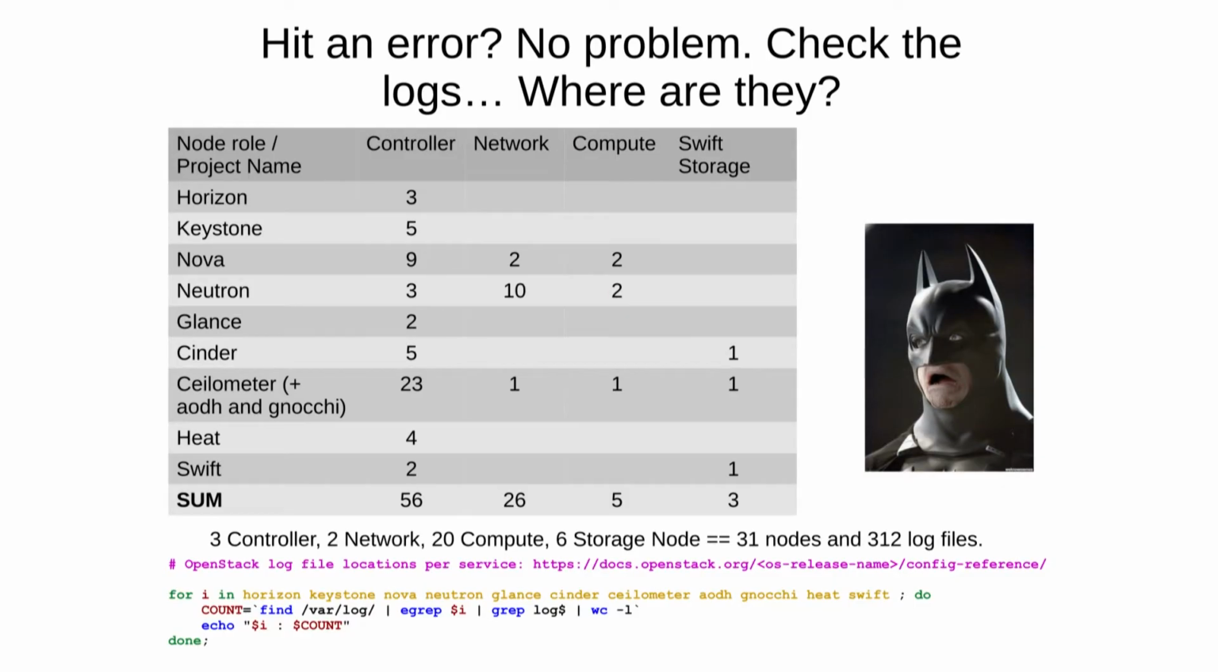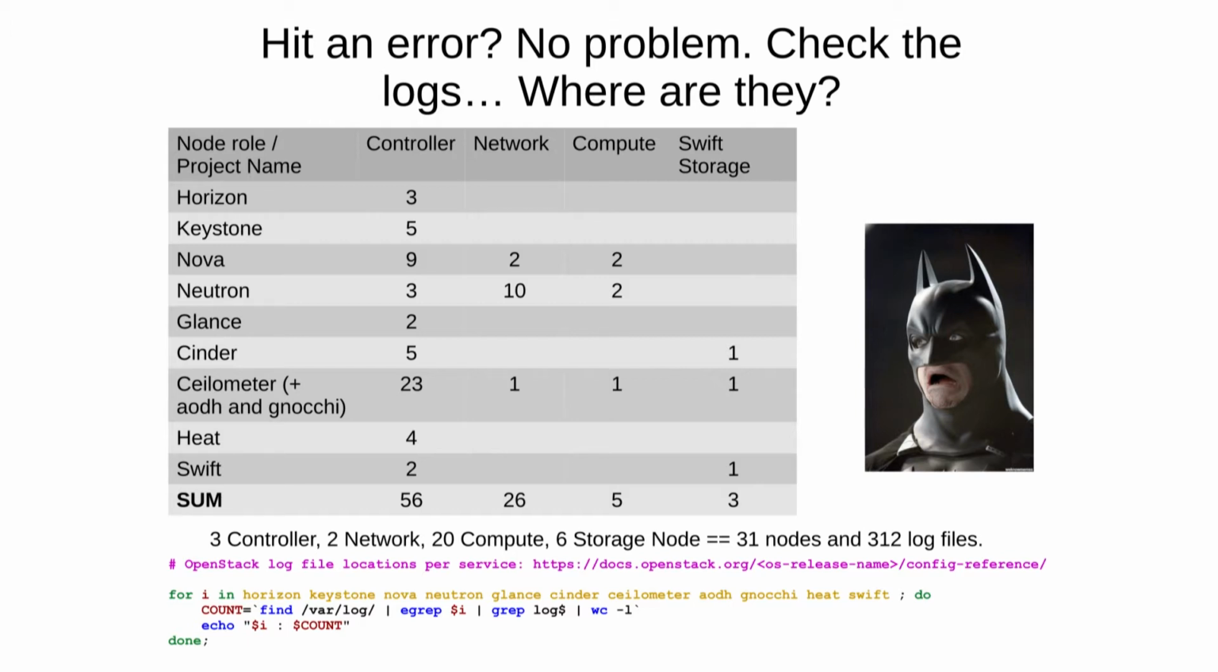So okay, you hit an error, no problem. Let's just check the logs. Where the hell are the logs? If you want to find out where the logs are, you can go to this website. It's a little bit small, sorry about that. Basically, docs.openstack.org, the OpenStack release name, and /config reference. And you can read about all the locations of the specific log files for each and every project.